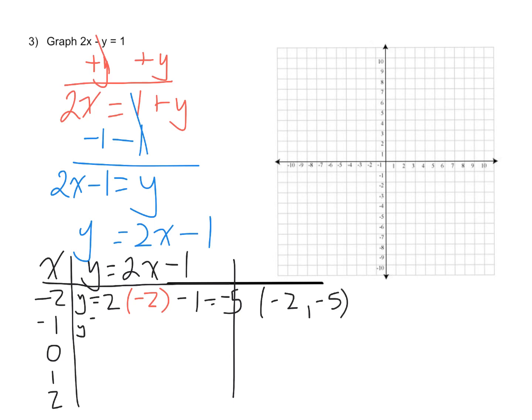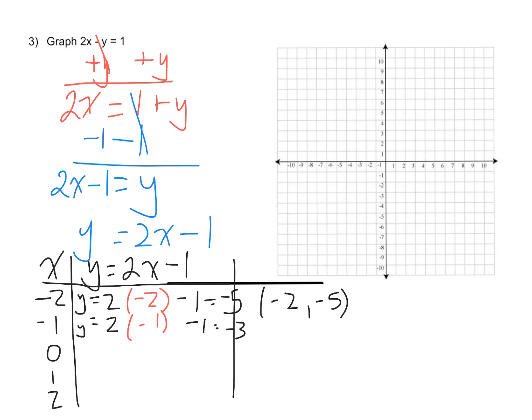Okay, now we'll do this again. So y equals 2, negative 1. Where did I get negative 1 from? From over here. Minus 1 equals, I gotta space that out a bit better. 2 times negative 1 is negative 2. Negative 2 minus 1 is negative 3.